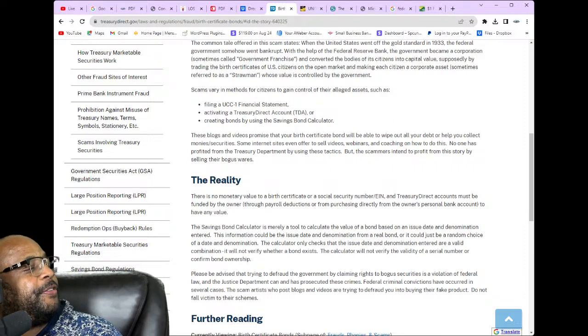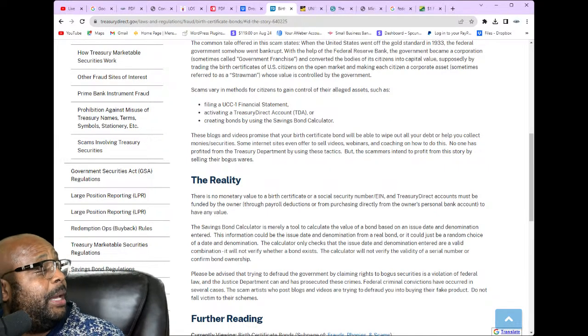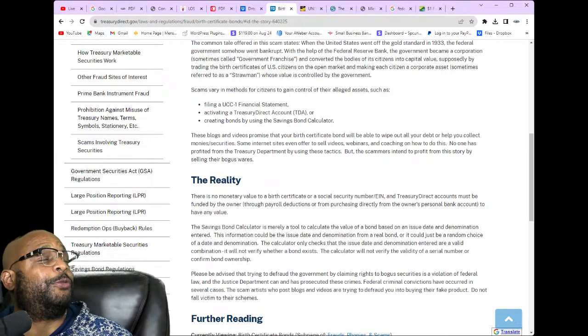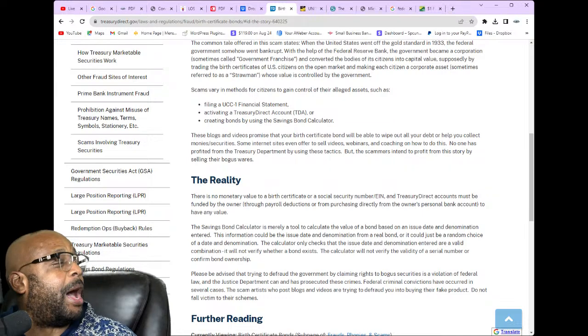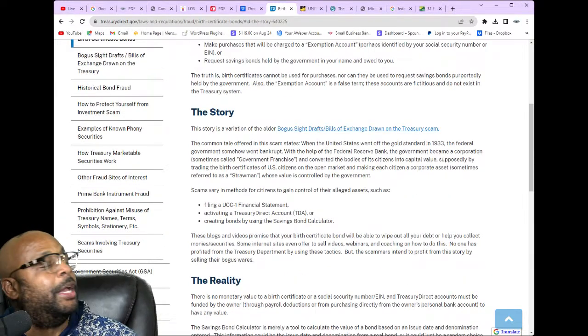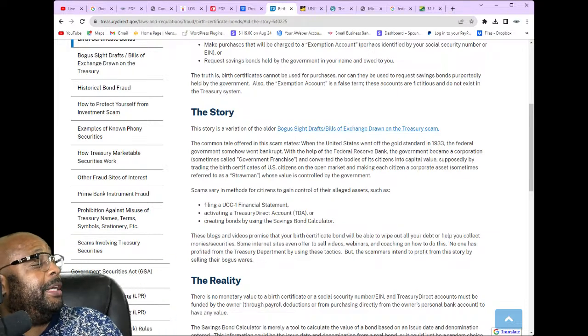Scams vary methods for citizens to gain control of their alleged assets, such as filing a UCC1 financing statement. You didn't explain how that's a scam. Activating the Treasury Direct account? Well, I got one. That wasn't a scam. Creating bonds by using the savings bond calculator. I don't even know what that is. When I first read this, I didn't even know how to respond to that. Nobody in this space uses a savings bond calculator, unless it's some fringe group that I don't know about.